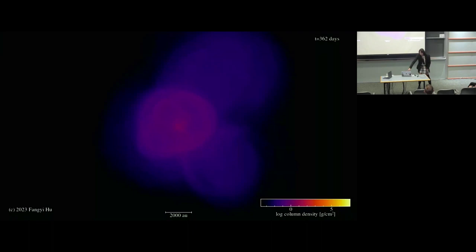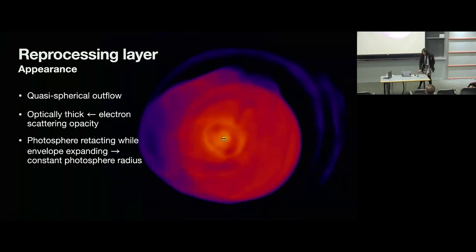So in observations, we have opacity. And for it to be the reprocessing layer, it needs to be optically thick. So we assume only the electron scattering opacity here, and we try to do some ray tracing and rendering, so we can get a sense of how it actually looks. And I'm going to show a video in a sec.